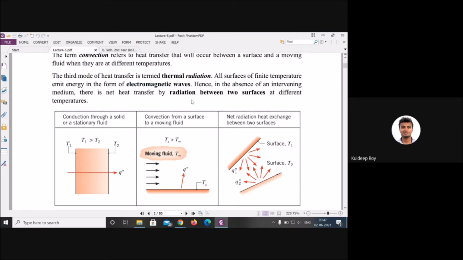Hence, in the absence of an intervening medium, means it does not require any kind of medium. There is a net heat transfer by radiation between two surfaces at different temperatures. Just the same kind of thing. Means if you put any kind of body in your environment, it will emit some kind of heat.